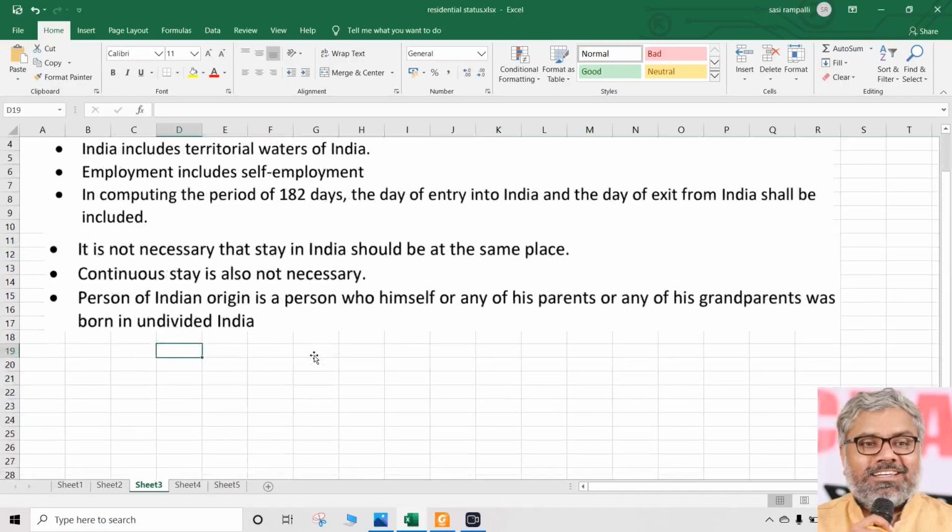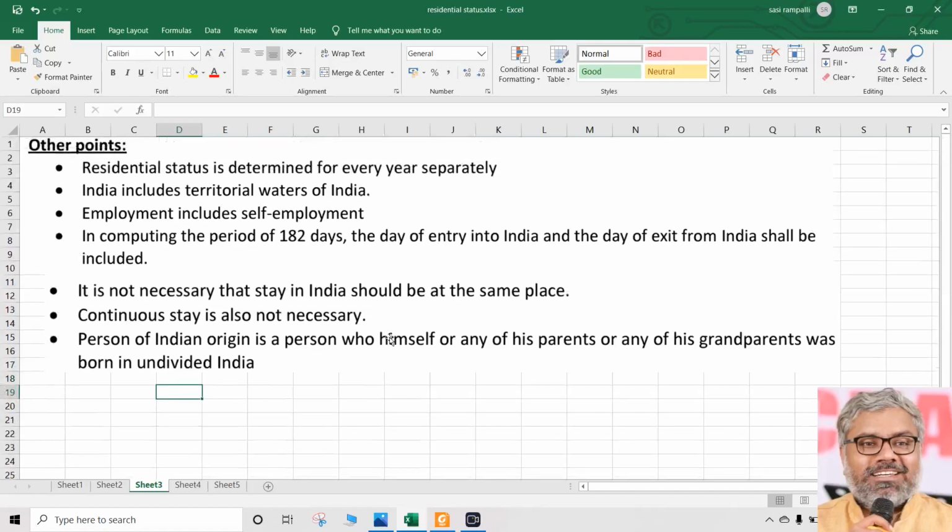Once again read it carefully. Who is a person of Indian origin? Either himself or any of his parents, father or mother, doesn't matter. One of the parents is born in undivided India, or any of his grandparents was born in undivided India. Then also that person can be called as a person of Indian origin, popularly called as PIO.